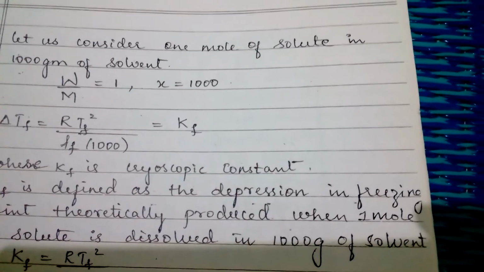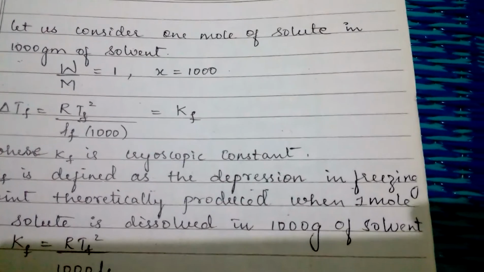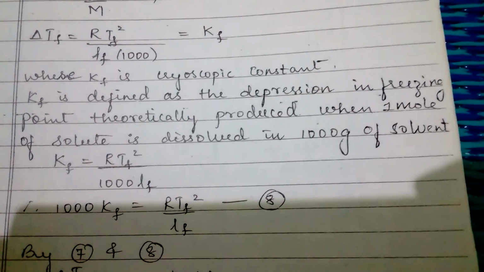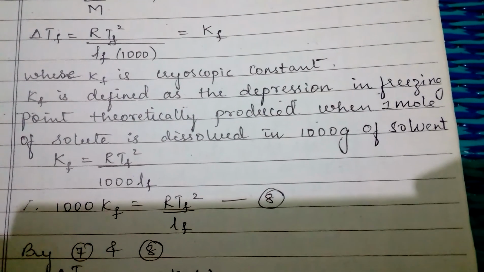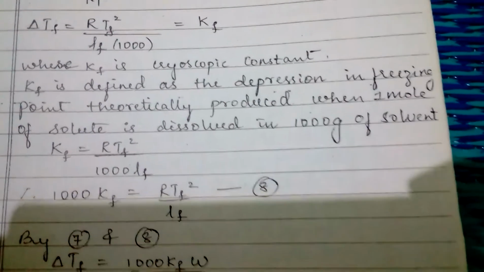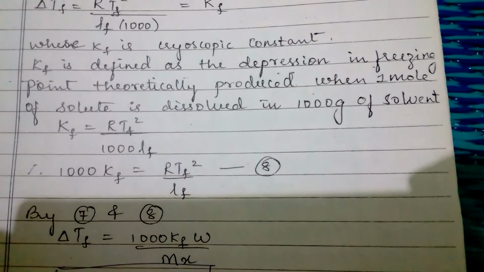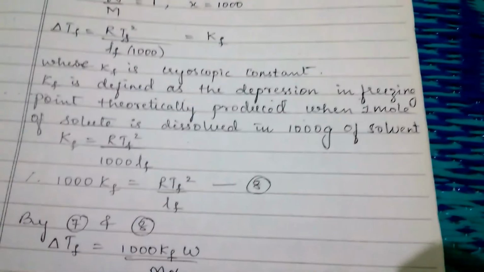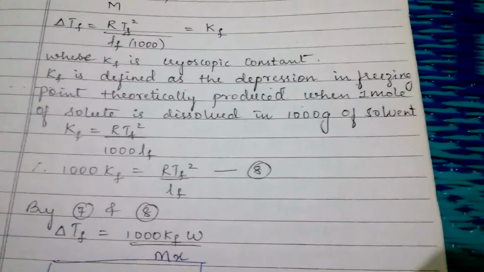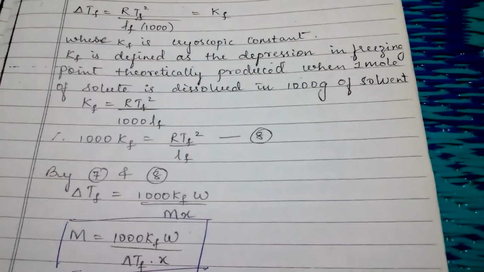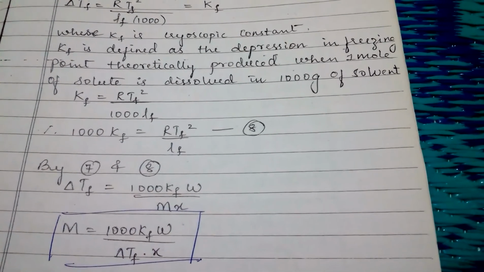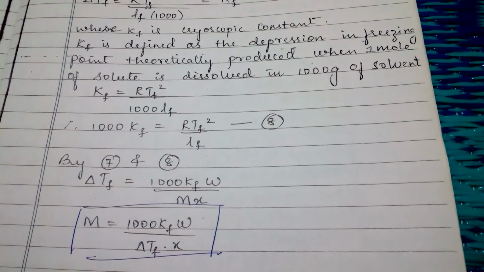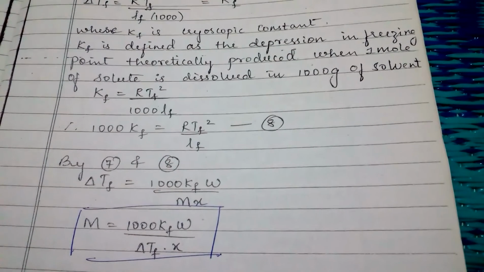Let us consider 1 mole of solute in 1000 grams of solvent: W/M = 1, X = 1000. The above equation becomes ΔTf = R Tf²/(Lf × 1000), which equals Kf, where Kf is the cryoscopic constant. Kf is defined as the depression in freezing point theoretically produced when 1 mole of solute is dissolved in 1000 grams of solvent. Kf = R Tf²/(1000 Lf). Therefore 1000 Kf = R Tf²/Lf. Call it equation 8.